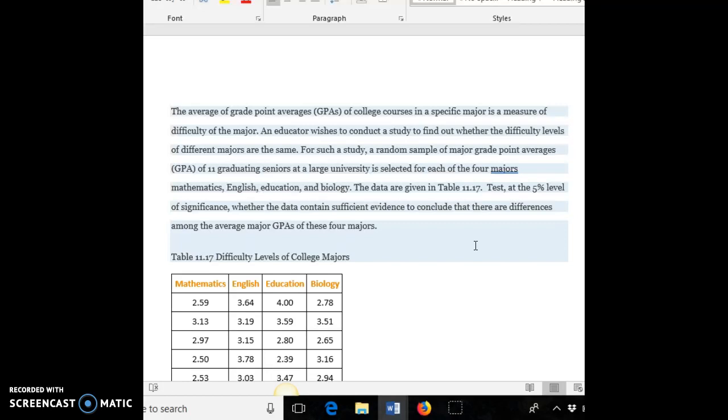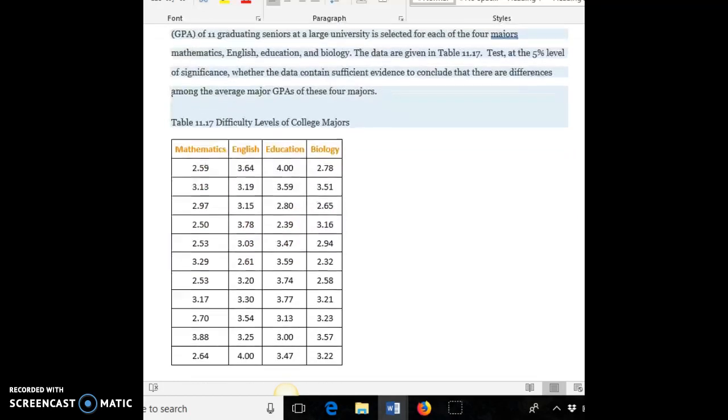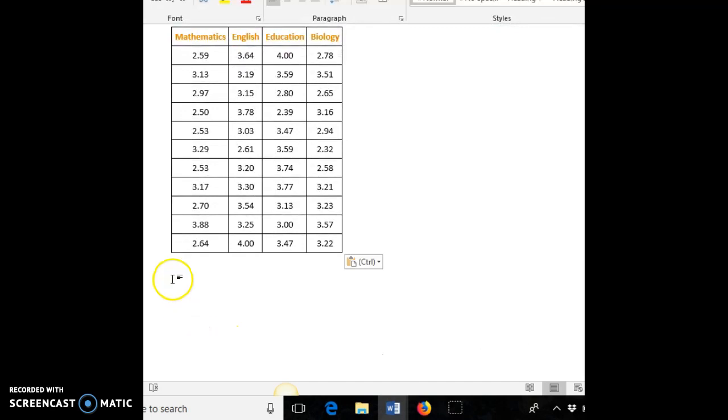We want to test at the 5% level of significance whether the data contains sufficient evidence to conclude that there are differences among the average major GPAs of these four majors. Okay, so let's begin our hypothesis test.